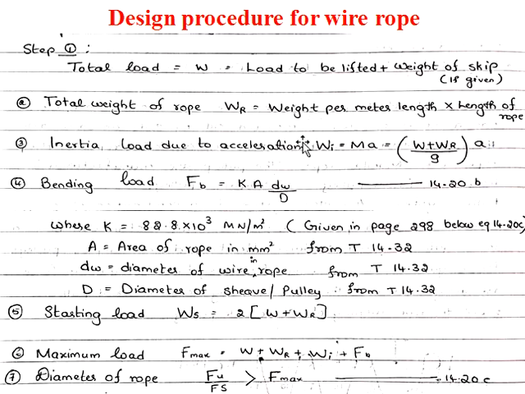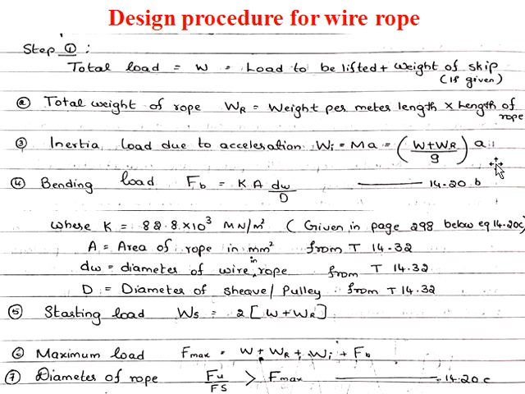In step number 3, we'll calculate the inertial load due to acceleration, Wi, that is given by the equation mass into acceleration. Here mass is nothing but the total load in the first step plus the weight of the rope. But since I need mass here, you have to divide by acceleration due to gravity g into acceleration. You can calculate acceleration using the equation either v = u + at or s = ut + half at square.